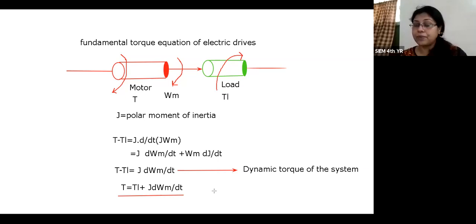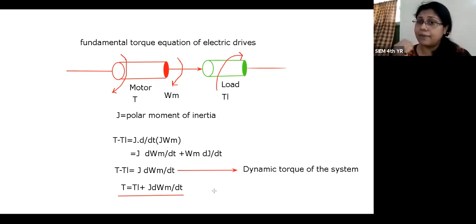the motor torque. Otherwise, during the steady state moment, the value of the dynamic torque is nearly equal to 0 or equal to 0. So we can say that when the machine is doing the steady state operation, the motor torque should be equal to our load torque. You have to remember one thing: during steady state operation, motor torque should be equal to load torque. That means T should be equal to TL.